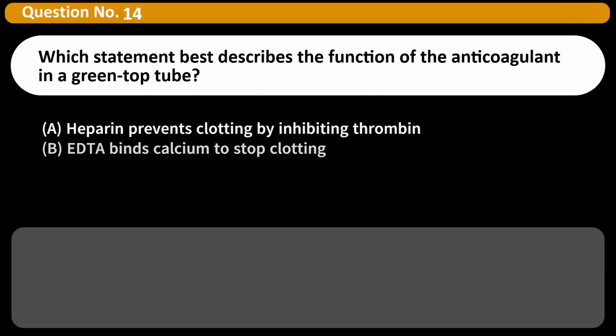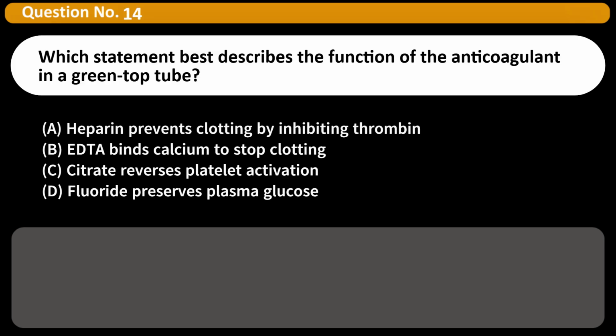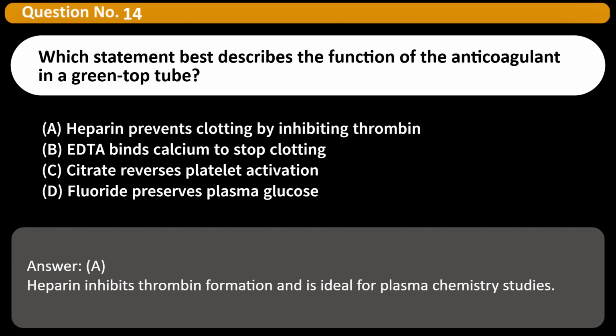Which statement best describes the function of the anticoagulant in a green top tube? A. Heparin prevents clotting by inhibiting thrombin. B. EDTA binds calcium to stop clotting. C. Citrate reverses platelet activation. D. Fluoride preserves plasma glucose. Answer A. Heparin inhibits thrombin formation and is ideal for plasma chemistry studies.